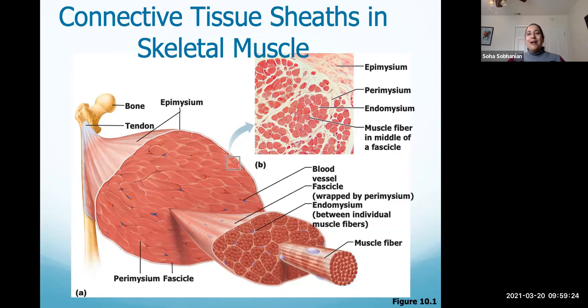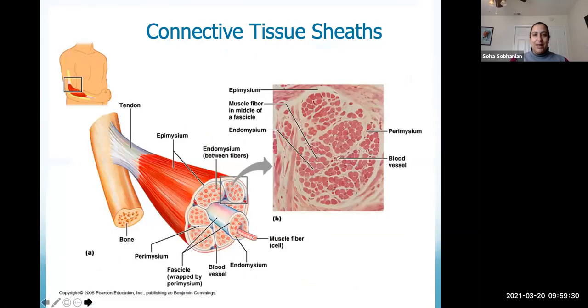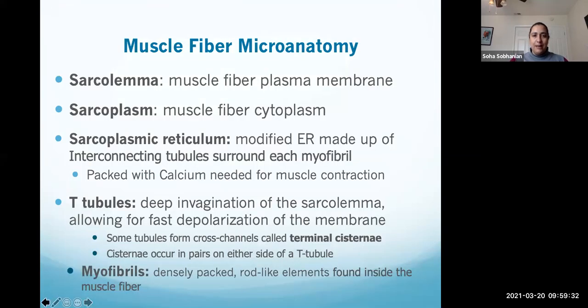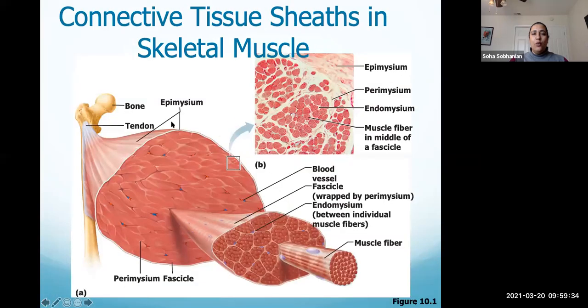So I answered your question too. That's good. Okay, so the other thing I want you to notice by looking at this picture, going back, is this: what does the epimysium end up becoming?